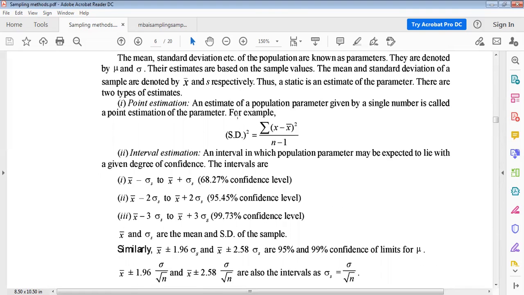So this is the standard deviation formula, point estimation. For point estimation, the standard deviation whole square equals summation of x minus x bar whole square divided by n minus 1 for the population parameter.